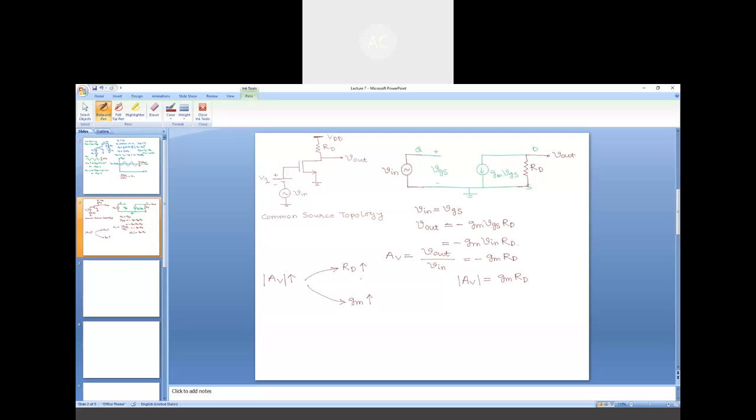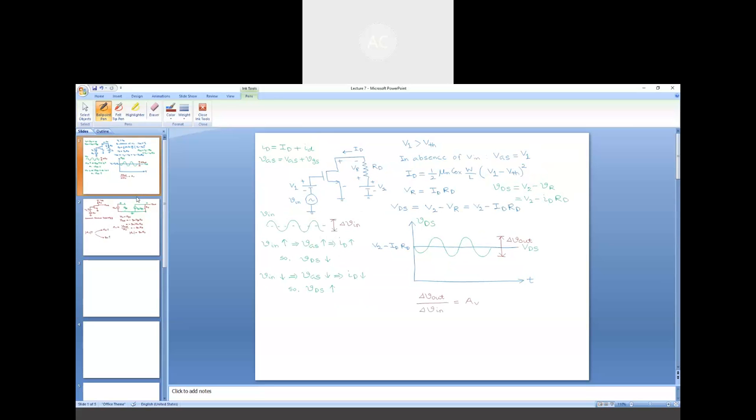Now if RD is increased, let me go back to the previous slide. Here it has been written that VDS is given by V2 minus ID times RD. Now if you increase the value of ID, it implies that VDS will be reduced. At the beginning of our discussion, I mentioned that in order to ensure that the device is in saturation, the gate source overdrive voltage must be less than the drain source voltage.